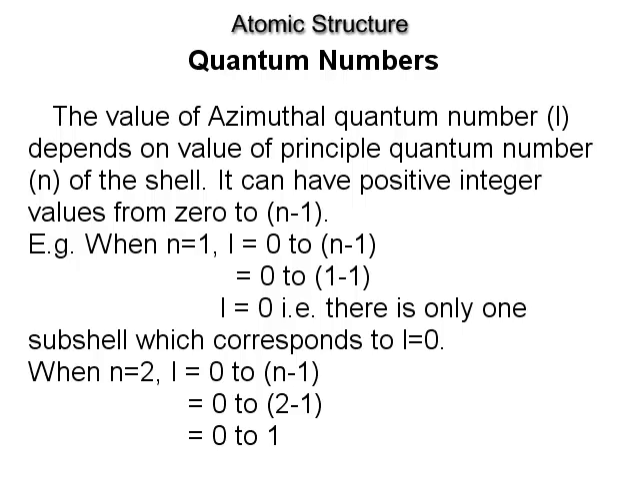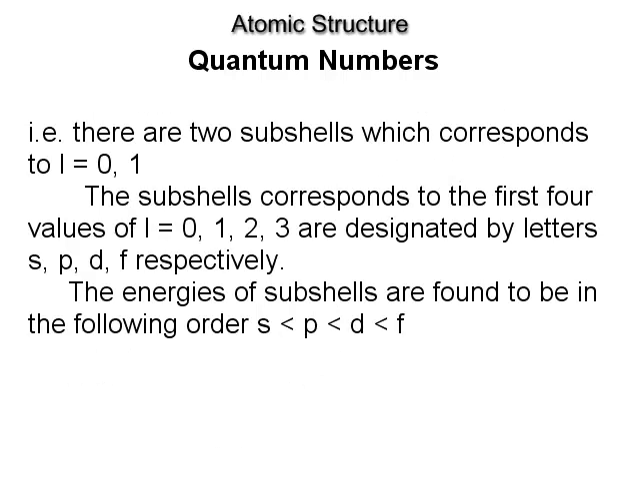For example, when n = 1, l = 0 to n-1, which is 0 to 1-1. Therefore, l = 0. That is, there is only one subshell, which corresponds to l = 0. When n = 2, l = 0 to n-1, which is 0 to 2-1, which is 0 to 1. That is, there are two subshells, which correspond to l = 0 and 1. The subshells corresponding to the first four values of l = 0, 1, 2, 3 are designated by the letters s, p, d and f respectively.